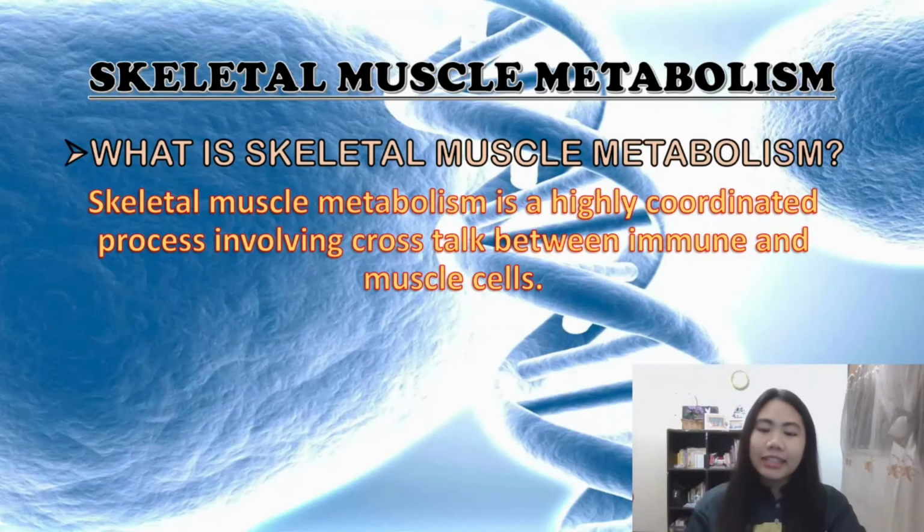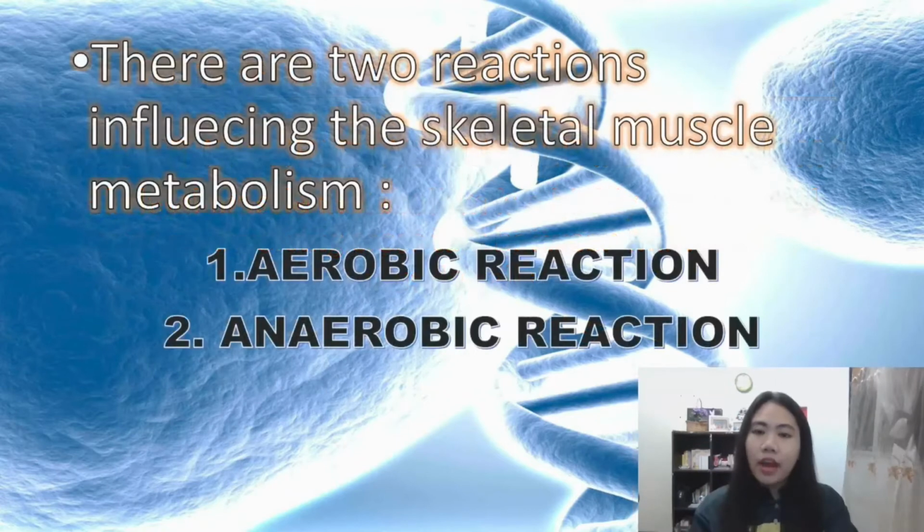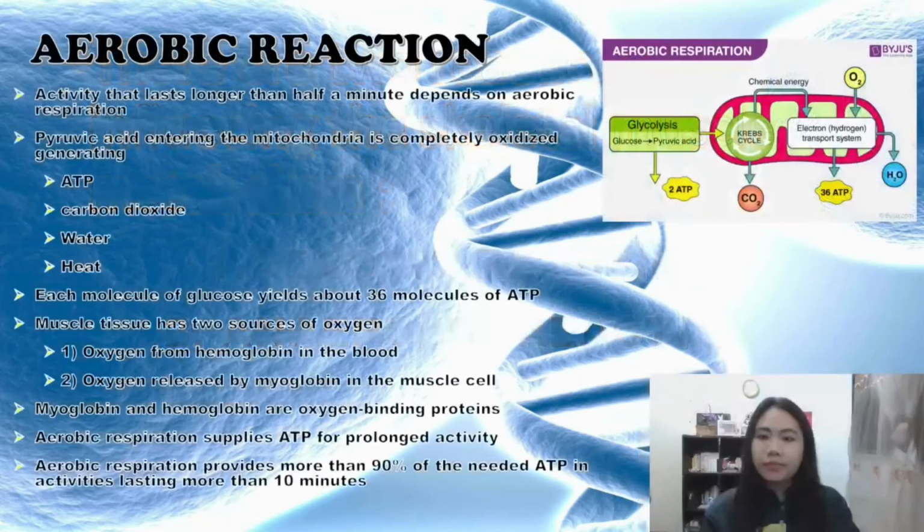Next is skeletal muscle metabolism. What is skeletal muscle metabolism? Skeletal muscle metabolism is a highly coordinated process involving crosstalk between immune and muscle cells. There are two reactions influencing skeletal muscle metabolism: aerobic reaction and anaerobic reaction.